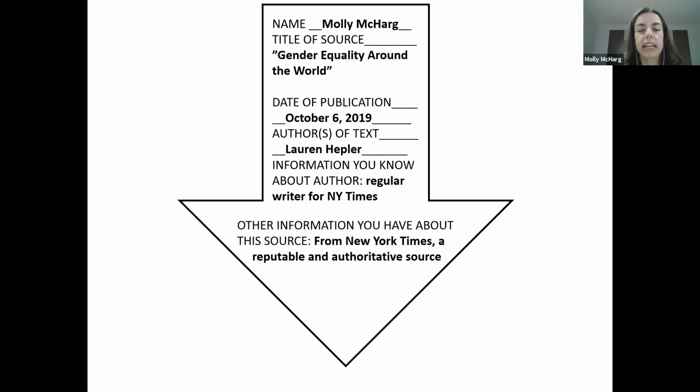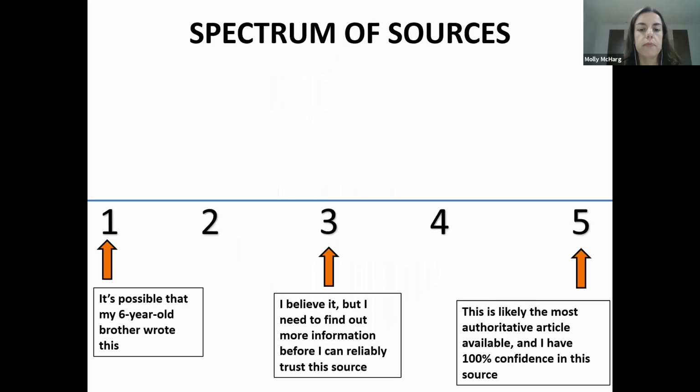So let's look again at the source that I gave as the example before. It's called Gender Equality Around the World. It's fairly recent. It was just in October this year. We know it's from a New York Times author, and it comes from the New York Times. So I want you to look at that and think again about the scale that I showed you.